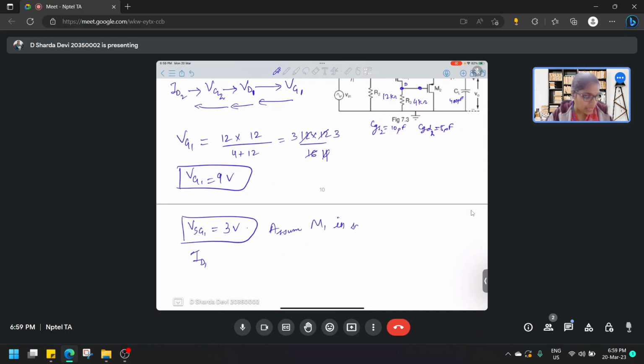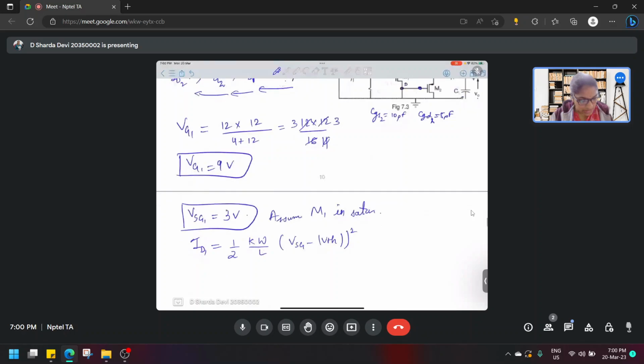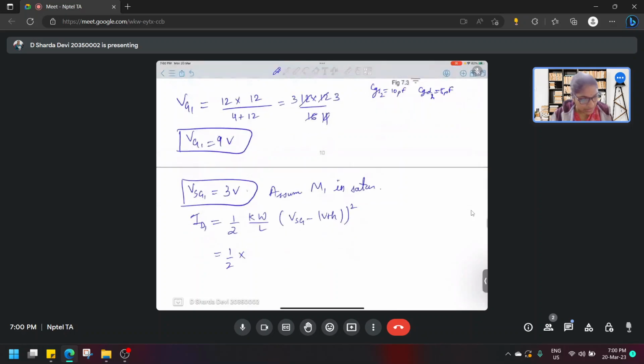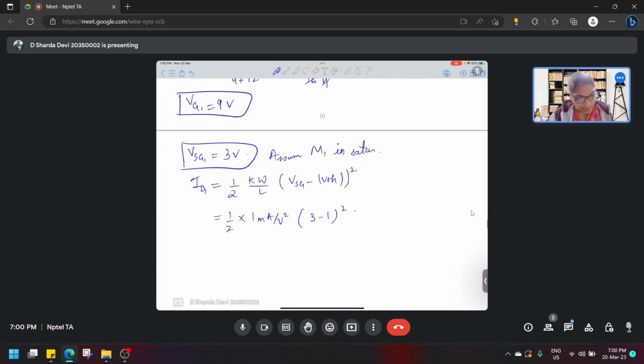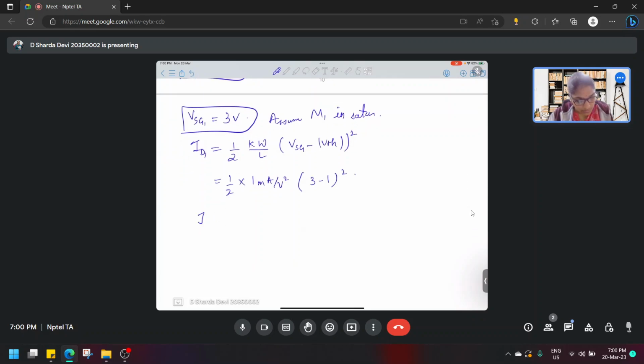So considering the transistor N1 to be in saturation, assume N1 in saturation will have half kW by L VSG minus VTH whole square. So this is half into kW by L is 1 milliamps per volt square into 3 minus 1 whole square. So 2 square. So ID1 is 1 by 2 into 1 into 4. So it is 2 milliamperes.